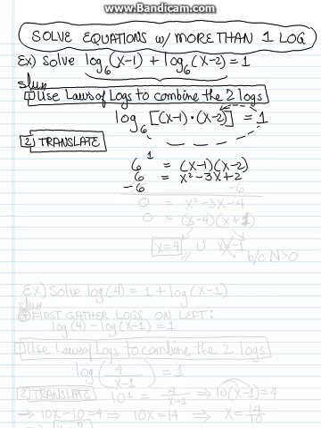Move the 6 over because this is a second degree equation. We want to solve by moving everything to one side, setting it equal to zero, and factoring the non-zero side. These cancel, and you get 0 equals x squared minus 3x plus 2 minus 6, which is negative 4.